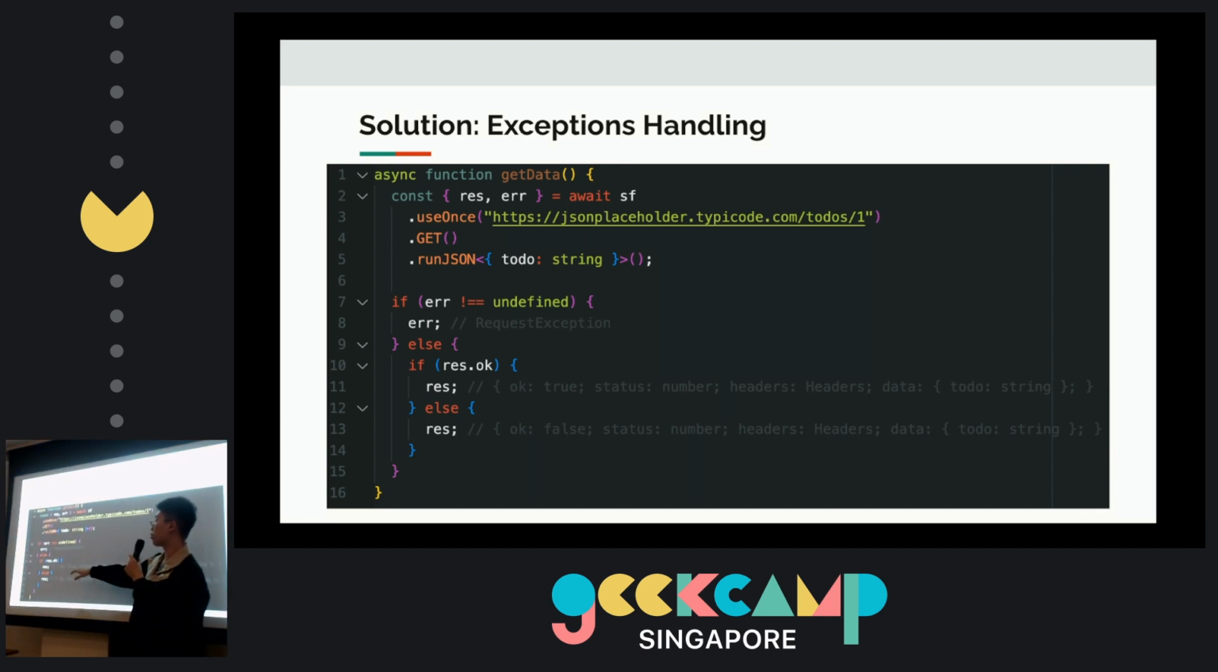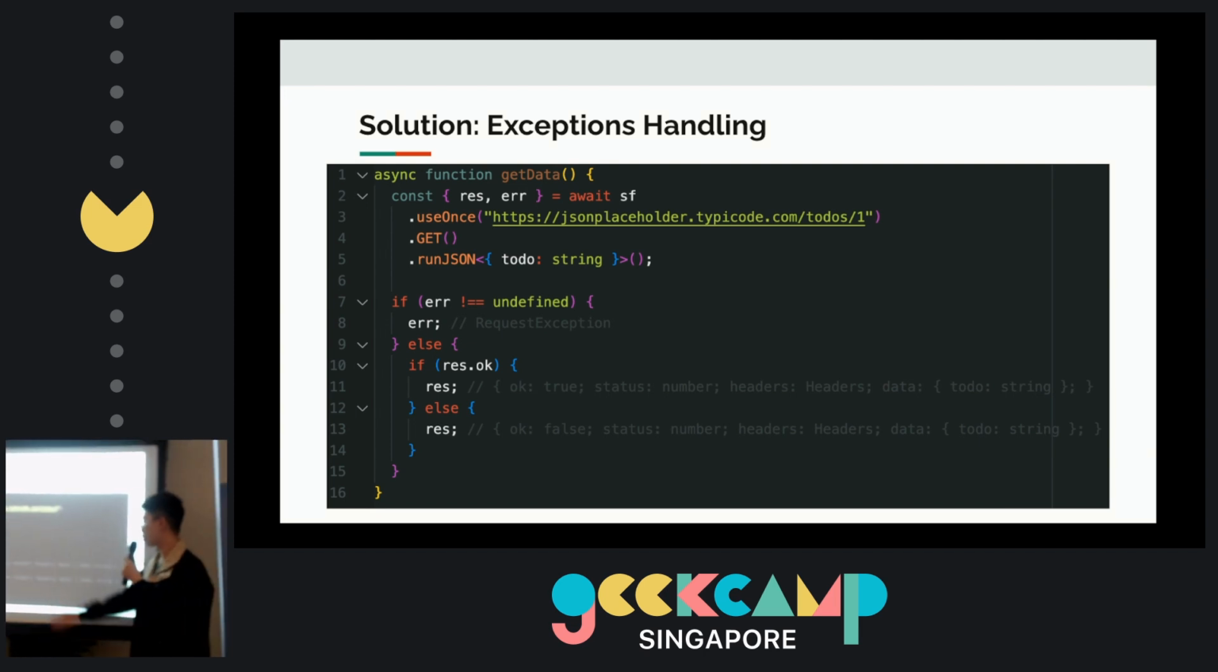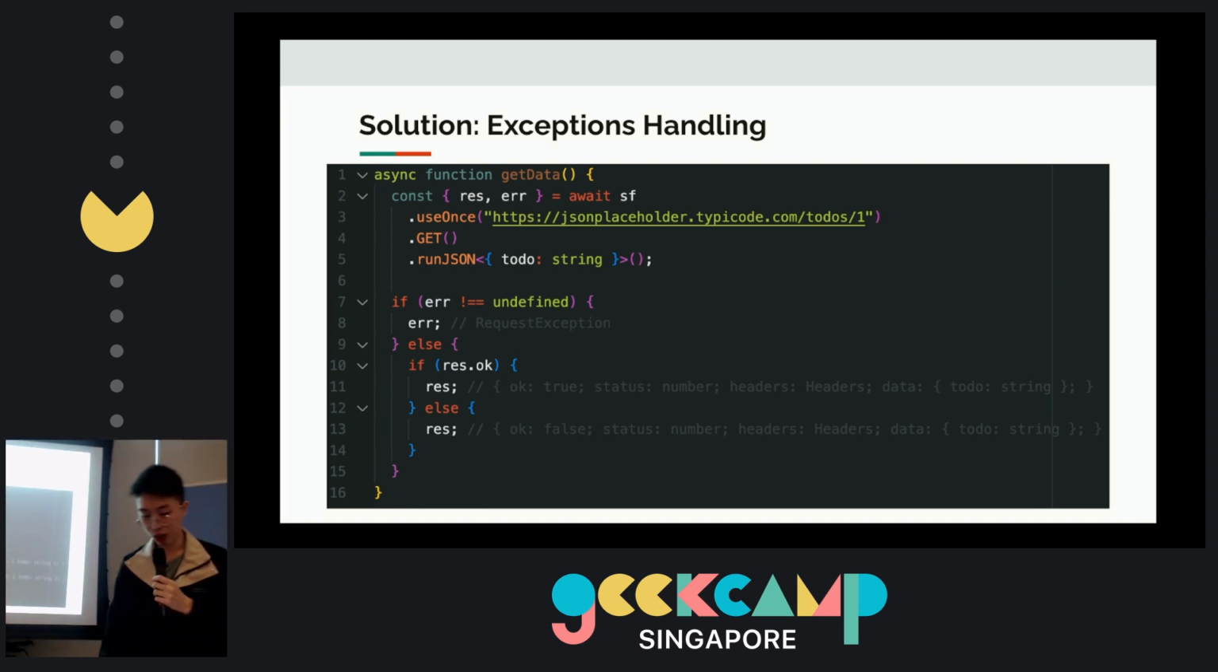But what you in fact want is not that. You want to treat it as a proper response that you receive back. It's just that over here the response.ok is different, which is based on the fetch standard. If the response is okay, you can access the data. If the response is not okay, you shouldn't access the data, right? So that's my solution for exception handling.